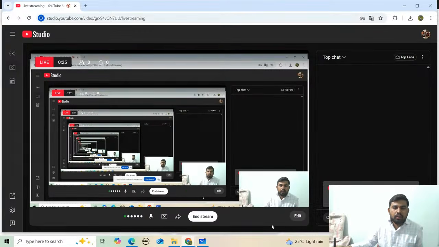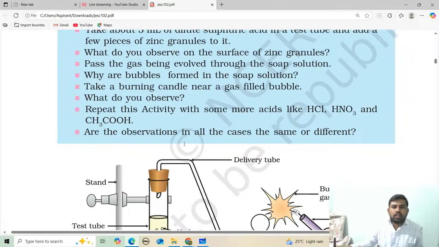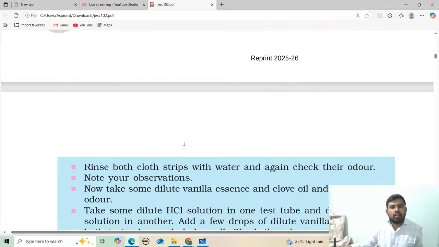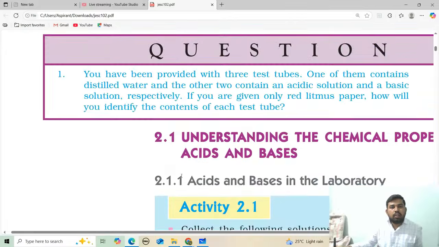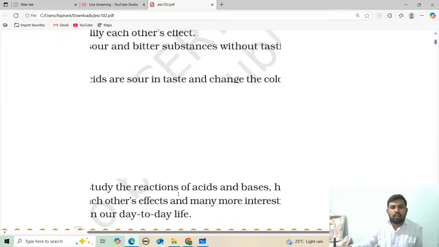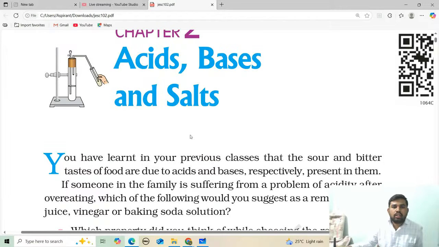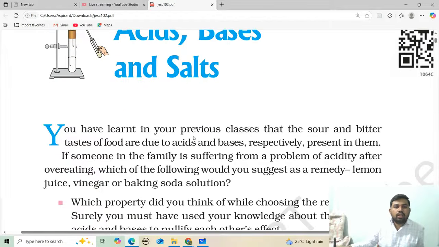Okay. So now in this chapter, you can see the chapter here. In the beginning, they have given some questions for the readers. Let me read on.